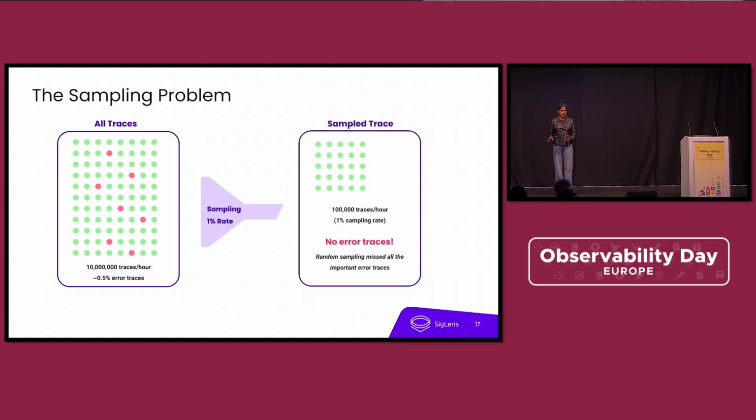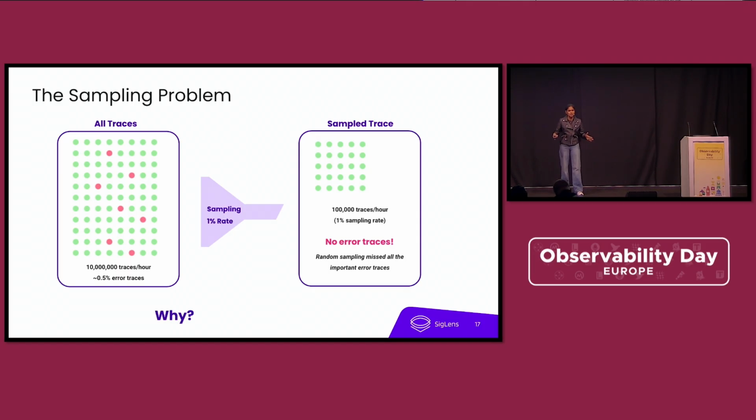Now we get our results, the sampled traces. Now we have 100,000 traces per hour. But did you see that we don't have any error traces? So random sampling makes it difficult for us to debug the issue because it missed all the important error traces. So we lost the needle in the haystack while throwing away most of the hay.